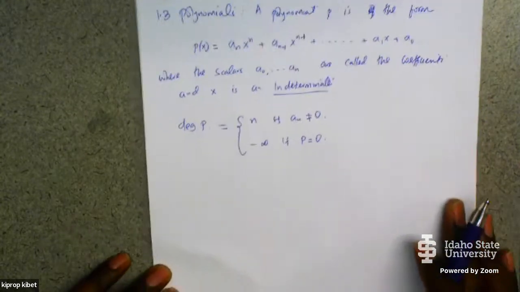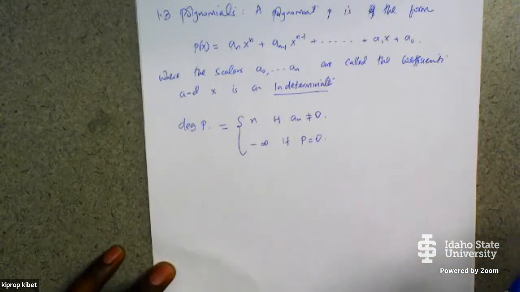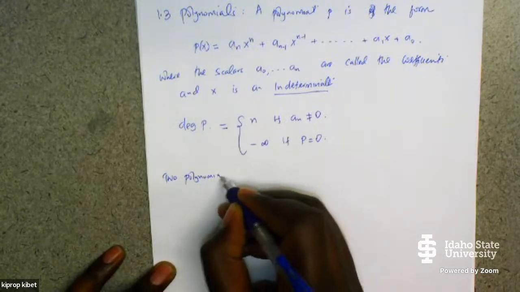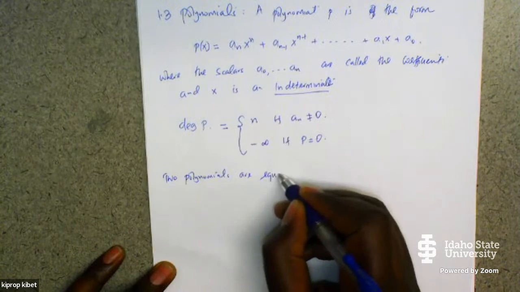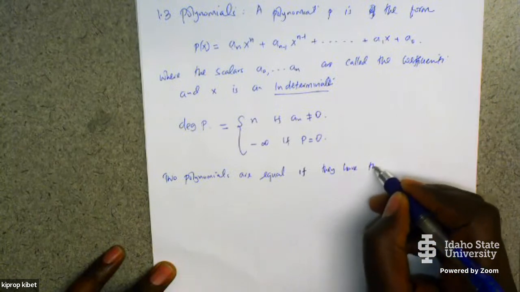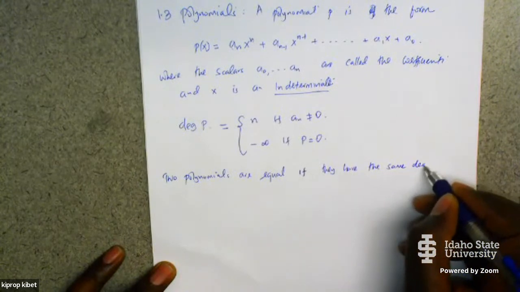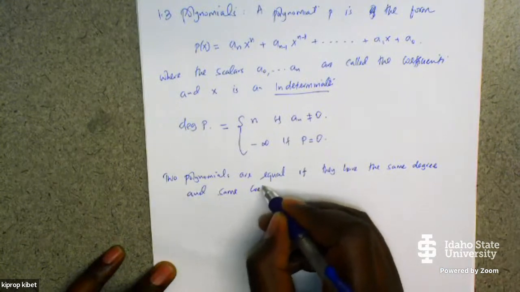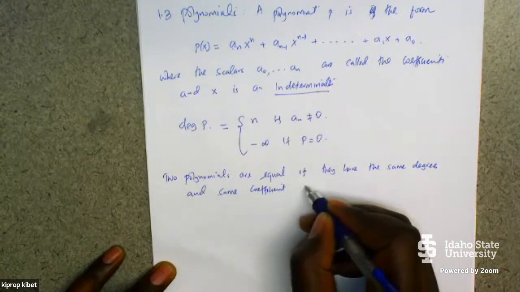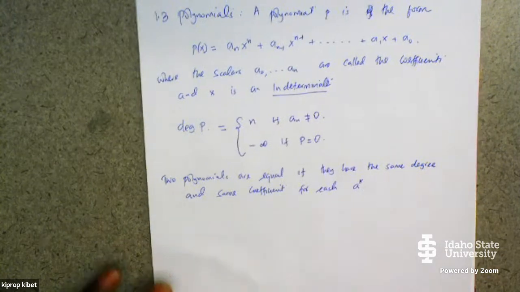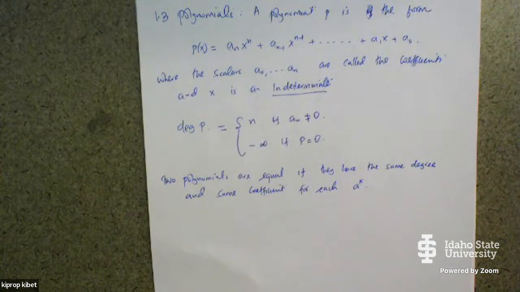Okay, another thing to note is that two polynomials are equal if they have the same degree and the same coefficient for each AK. So two polynomials are the same if they have the same degree and coefficients.